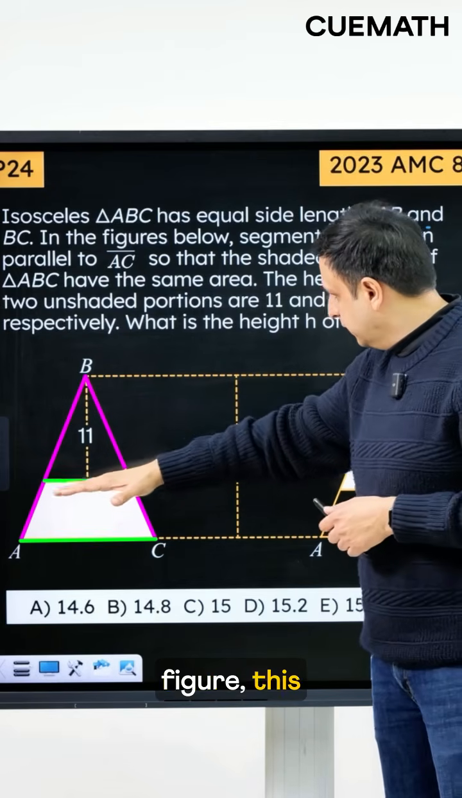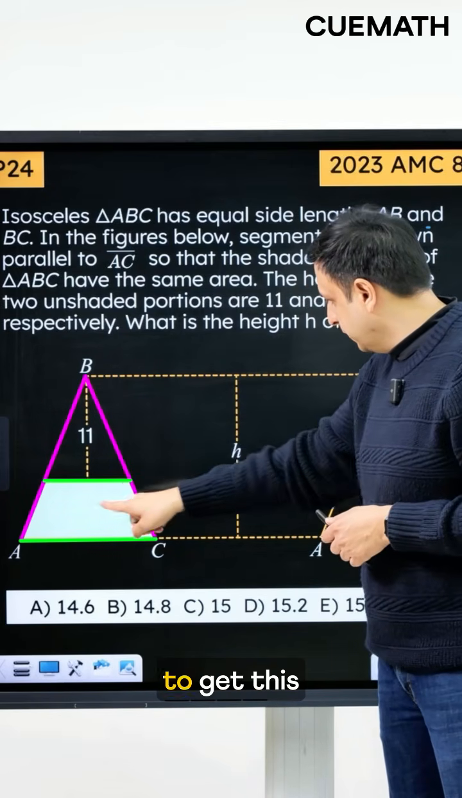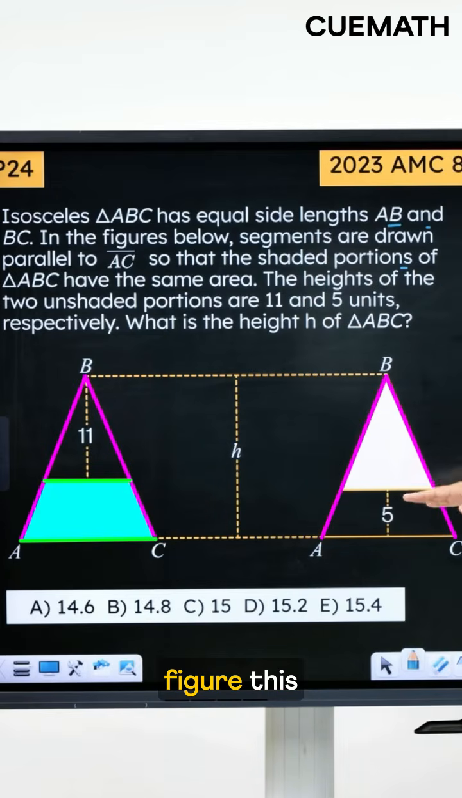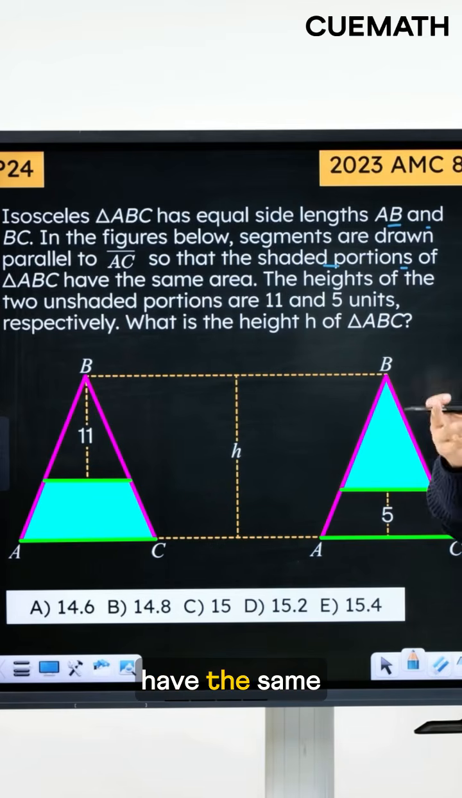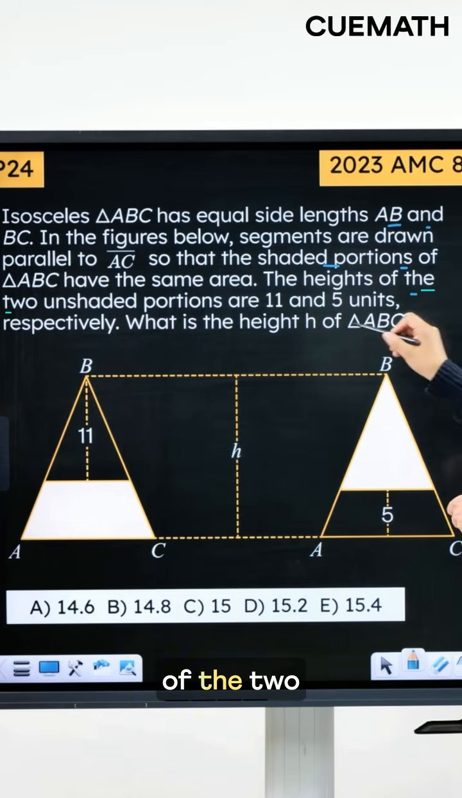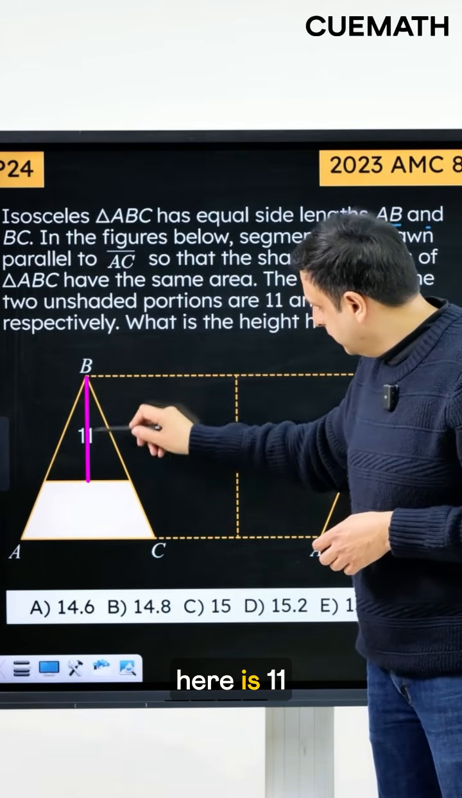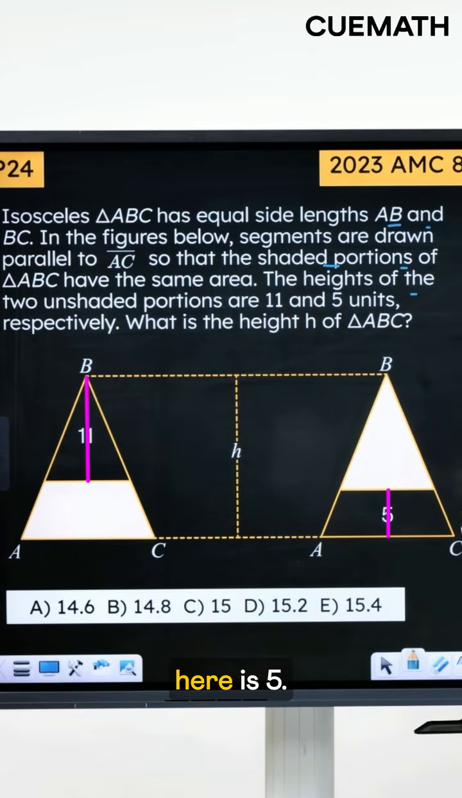So in this figure, this parallel has been drawn to base AC to get this shaded area, and in this figure, this parallel has been drawn again to base AC to get this shaded area. And what we're told is that the shaded portions have the same area. So the heights of the two unshaded portions are 11 and 5 units. So this height here is 11 and this height here is 5.